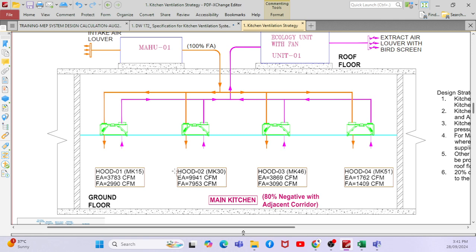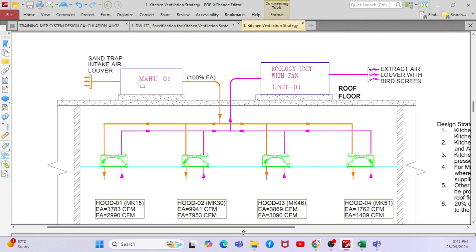Then, when you combine multiple hoods, you can go with one makeup air handling unit and one kitchen ecology unit. The makeup air handling unit can give you 85% of the airflow required inside the space, and the kitchen ecology unit can give you 100% of the airflow rate required inside the space. This is the way you can calculate all the kitchen ventilation requirements for each and every appliance.